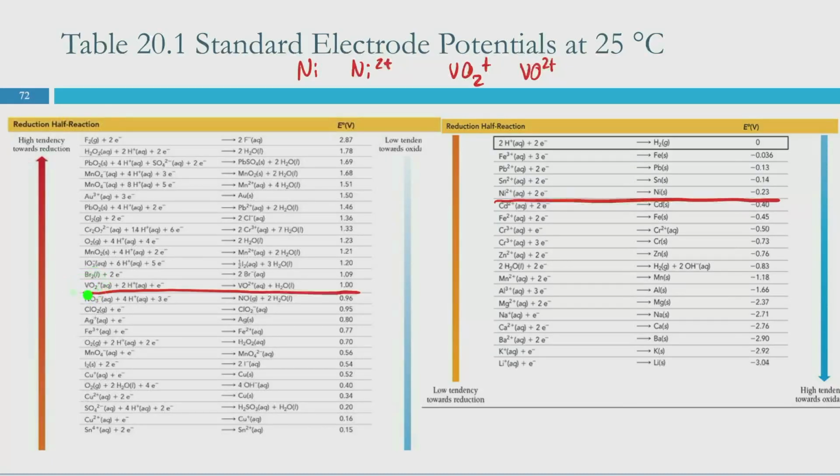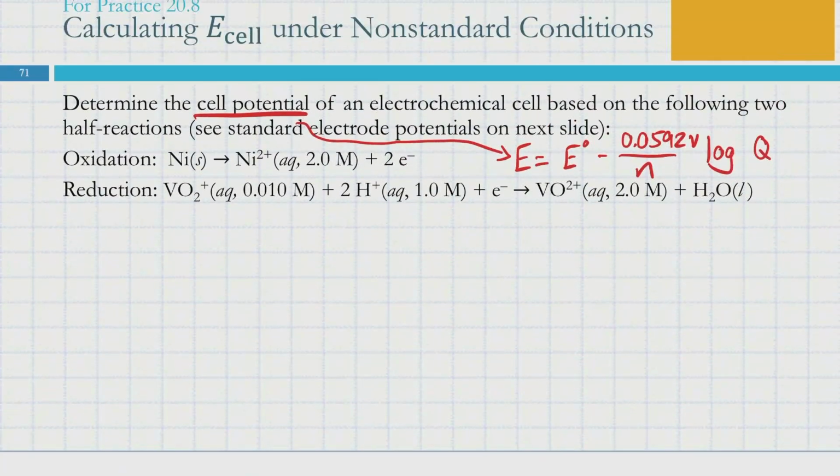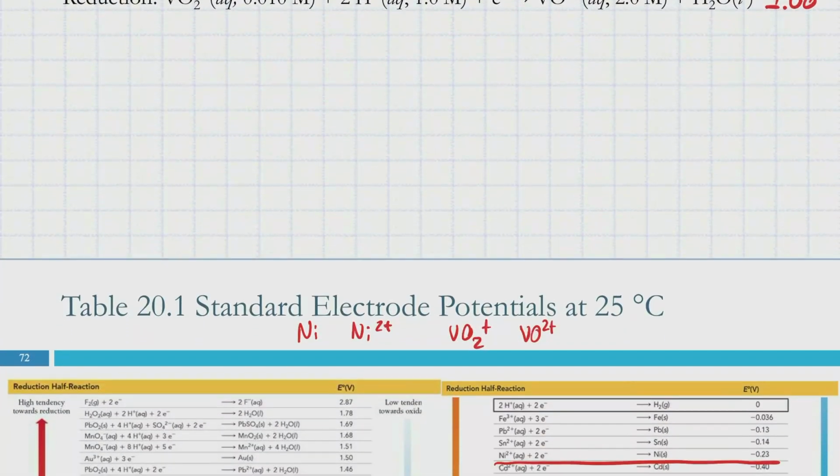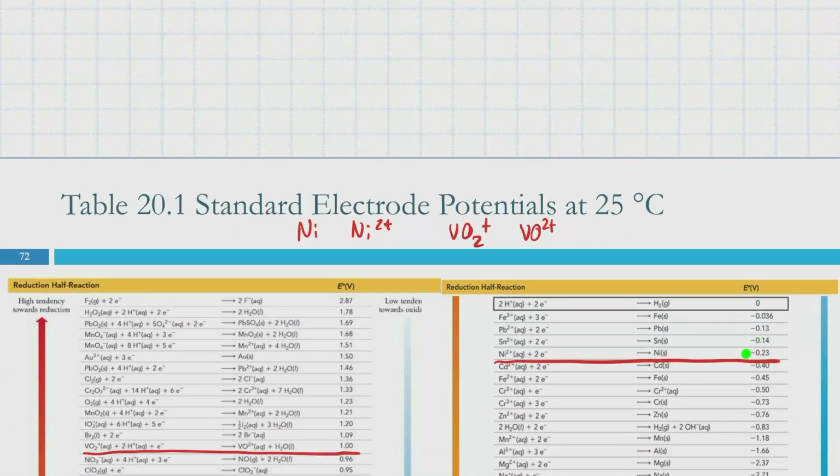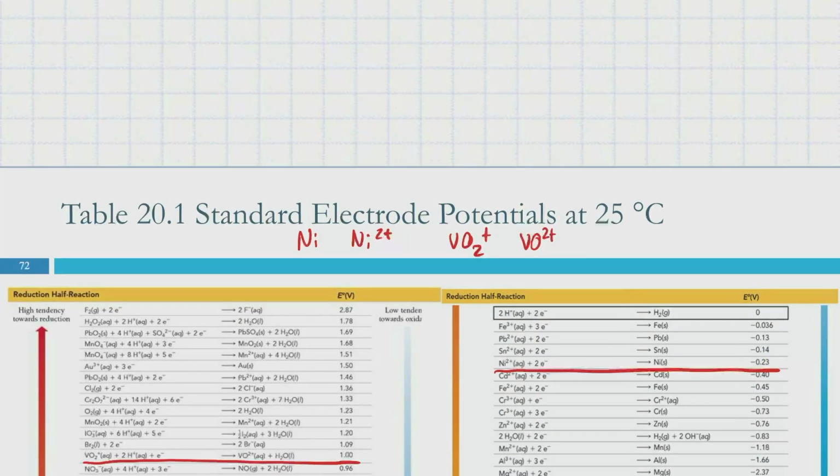So for VO2 plus, that's the direction that we've got it here, so our E is 1.00. For our other one, it's the oxidation half reaction, not the reduction half reaction, so we're going to flip this negative 0.23. That'll be positive 0.23.